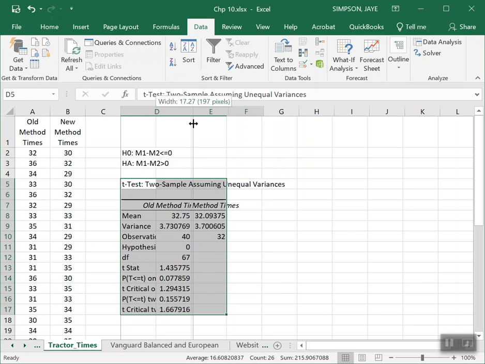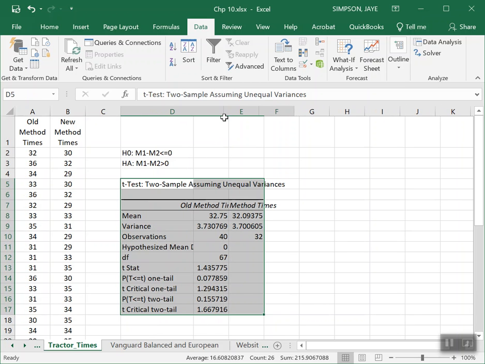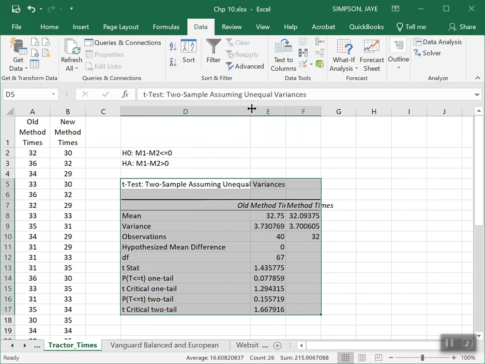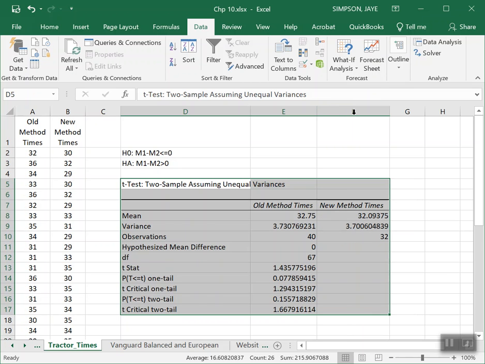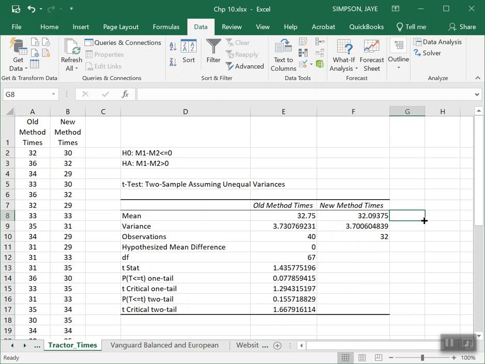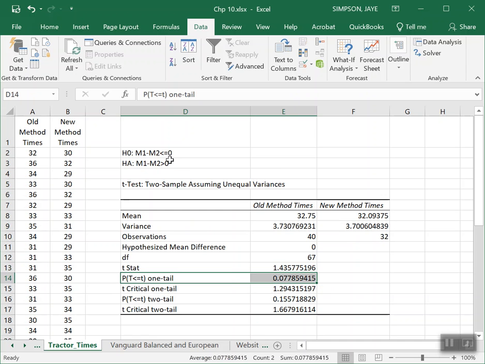Now remember that this is a one-tailed test because it has a greater than or less than sign in the null hypothesis. So here we can see that for the old method, the mean time was 32.75, and for the new method, the mean time is 32.09. So slightly different, but not a whole bunch. But let's just check. So our t-stat, again, is 1.436, approximately rounded. So again, we could look that up in the t-table, or we could come down here and look at the p-value for a one-tailed test.